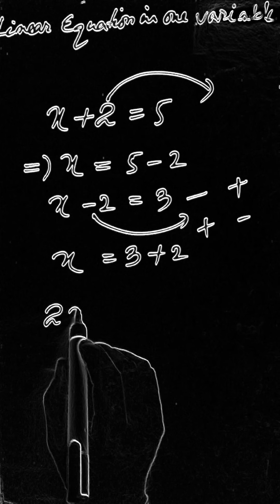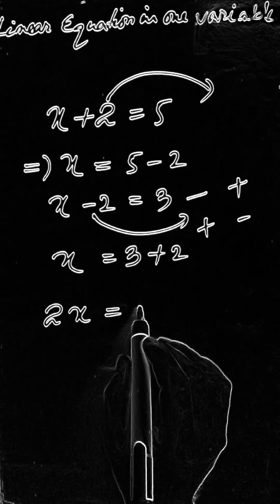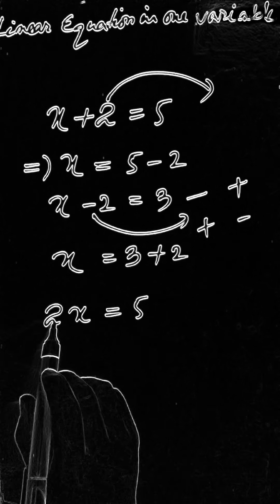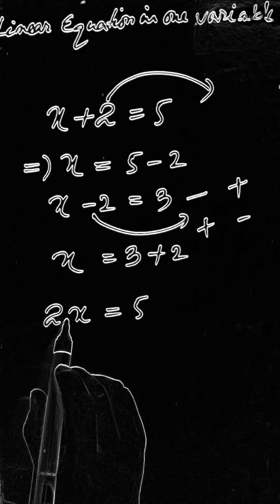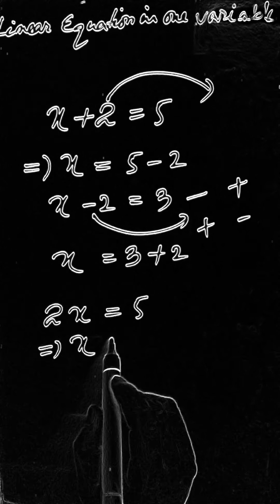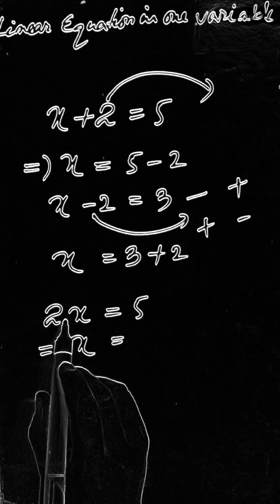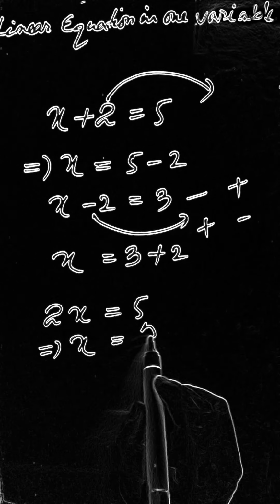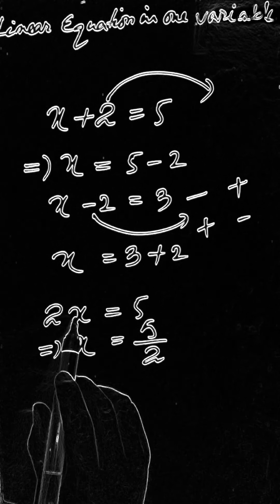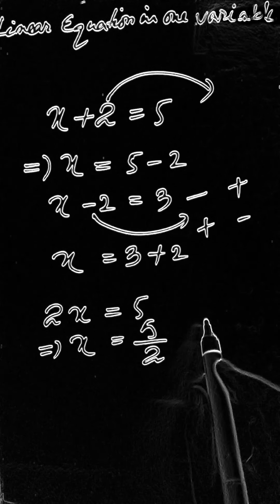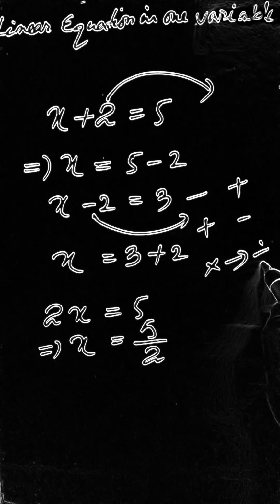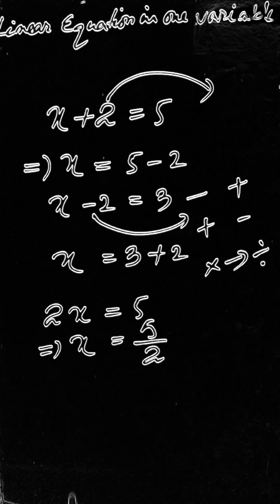Next, I'm writing here 2x equal to 5. Now here between 2 and x there is a multiplication sign. So when 2 goes to the other side, this multiplication will be changed into division. So x equals 5 divided by 2. 2 multiplies with x, now 2 divides. So multiplication changes to division.